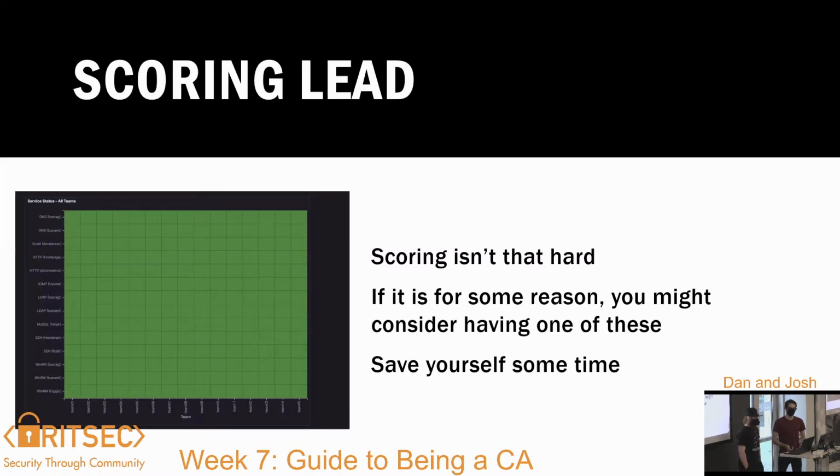And you're also going to want to have a scoring lead. The scoring lead might actually be an additional task onto another black teamer because it really isn't that hard. We're at the point now where the scoring engines that we have are pretty good, and you might want to consider having a dedicated scoring lead if you have some really, really weird checks, or all of your checks are WinRM for some reason.